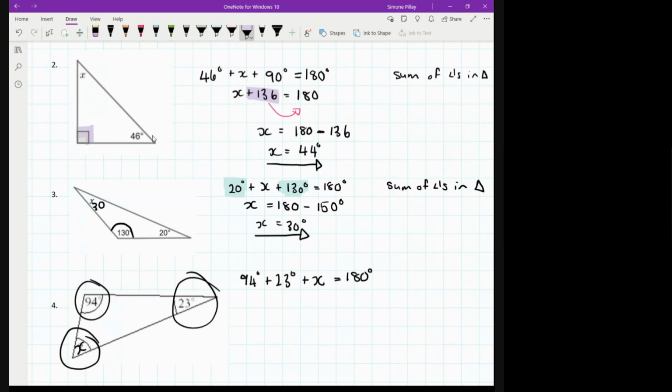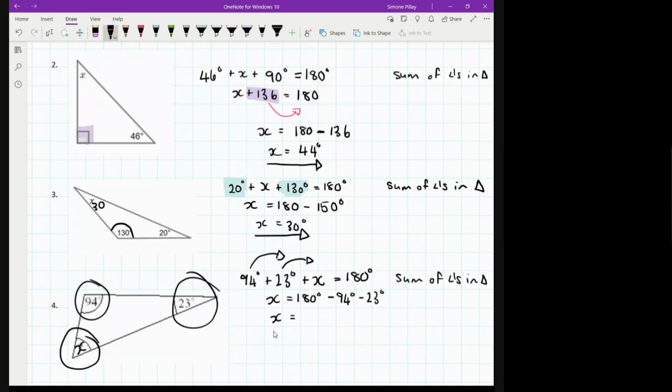My reason is sum of angles in a triangle. And let's solve. I'm not going to add. I just want to show you guys a different method to transpose. I can transpose each of those numbers individually. So it'll be minus 94 degrees, minus 23 degrees. I do my math over here.